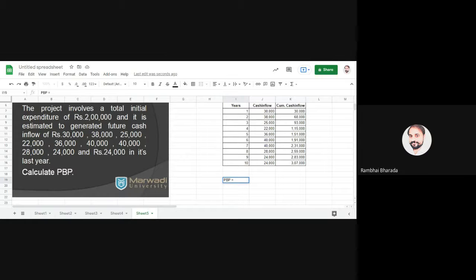So PBP is equal to year before fully recovery plus unrecovered amount upon cash inflow during the year.